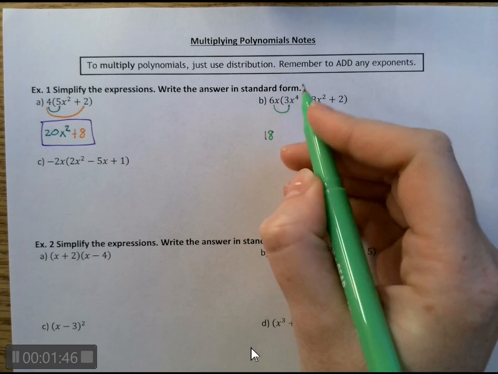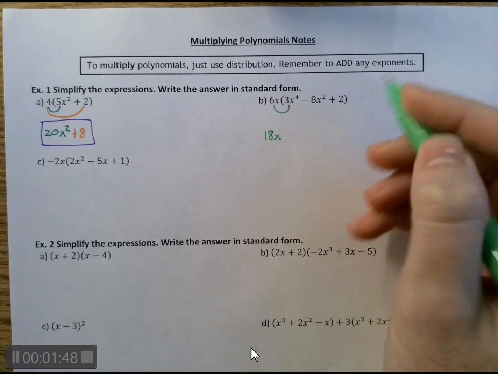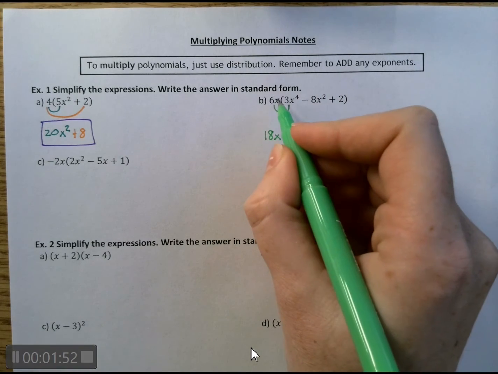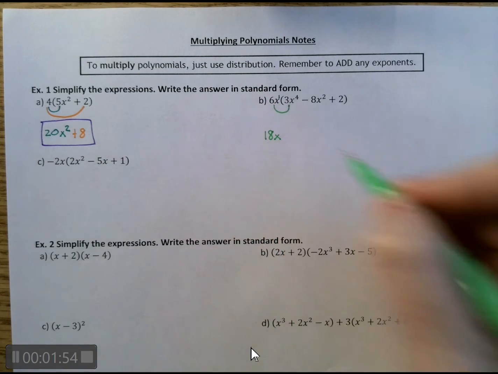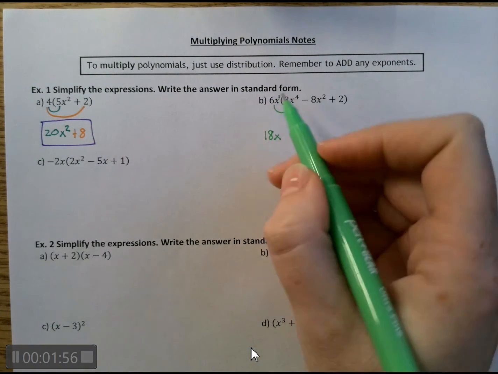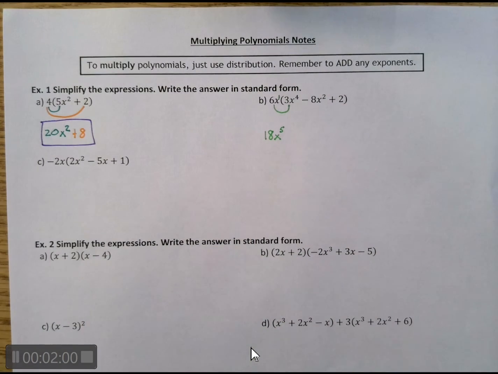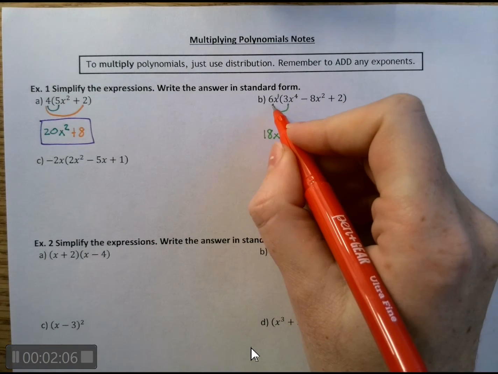And then we have our x, so we're going to put an x. And then up here, it says to add our exponents. So don't forget that there's the secret 1. Okay, so then 1 plus 4 will give us 5. Okay. All right, let's try it again.